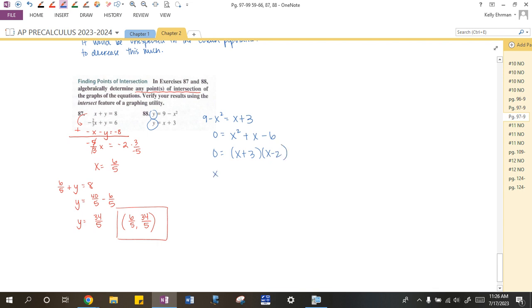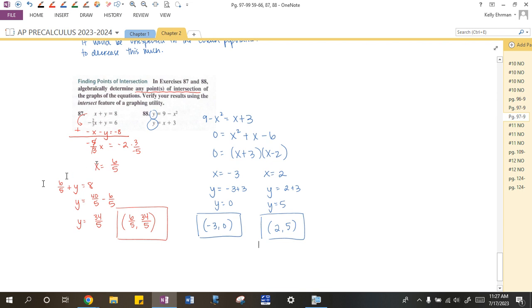So I get two values for x. X equals -3 or +2. That means that I need to calculate two different values for y. So when x is -3, y is -3 plus 3. So (-3, 0) is one point of intersection. And when x is 2, y is 2 plus 3. So (2, 5).